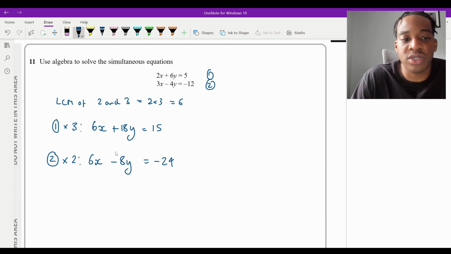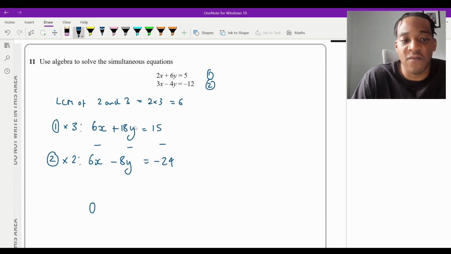But what's helpful is the fact that we've got the 6x's. The 6x's are the same now, right? So what we're going to do now is just take these away. I'm going to take this away, take this away, take this away. 6x take away 6x is 0. So I have a 0 here. Then I've got 18y minus 8y.